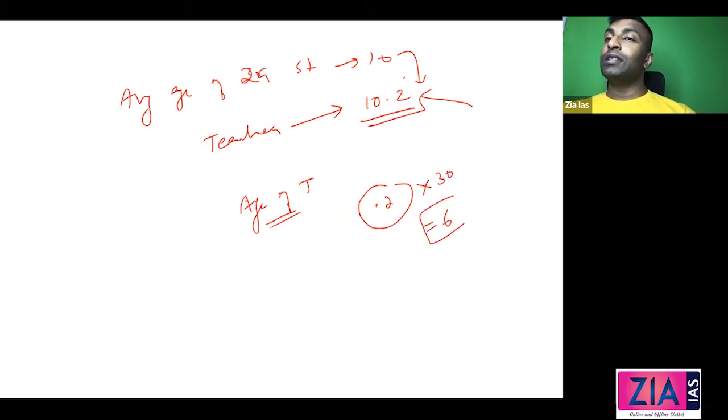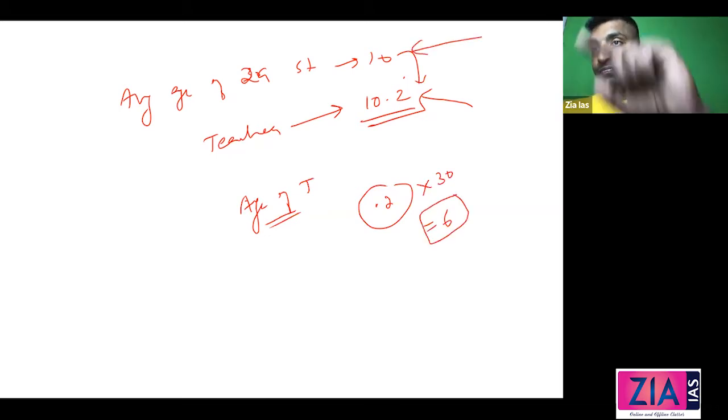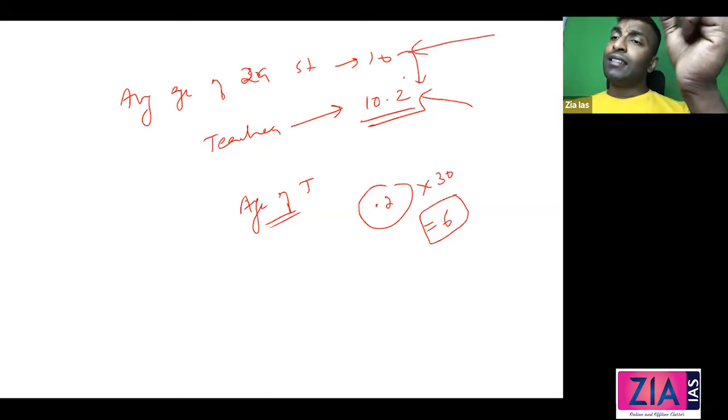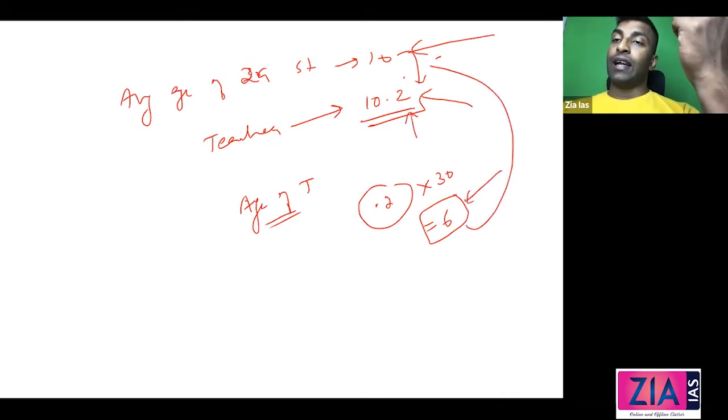What you will come to know is present average is 10. And this 6 is what made it 10.2. So add the 6 with 10. You will get 16 as the age of the teacher. Same with the 35 innings.